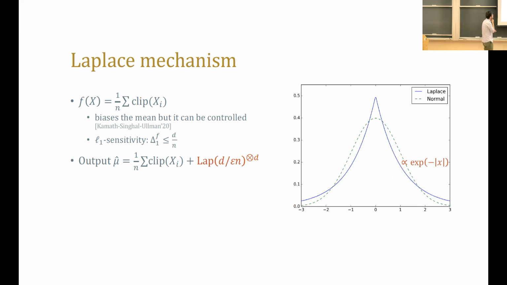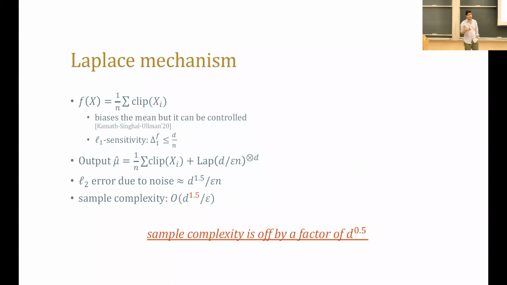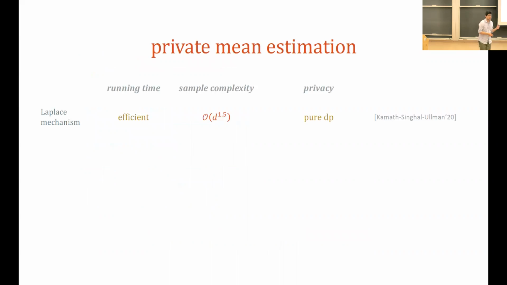And if you don't know what Laplace noise is, it has density that scales with exponential of minus |x|. And now that you have added Laplace noise, you're going to get a pure DP algorithm. The issue is that because of this discrepancy between L1 and L2 norm, you're going to add noise that scales with d to the 1.5. So your sample complexity is also going to be off by a factor of d to the half. So you're going to get pure DP, you're going to be efficient, but your sample complexity is going to be off by a factor of d to the half.